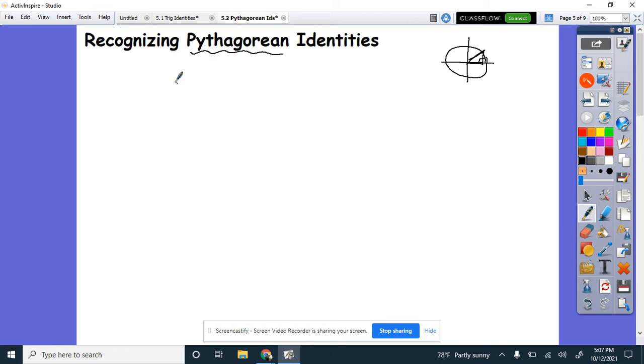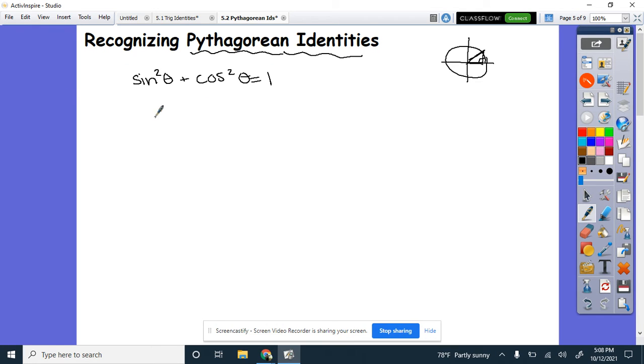So first thing I'm going to do is just remind yourself, or remind me, of my identities. So I have three, especially for Pythagorean. Pythagorean is anything with a square. So remember, Pythagorean theorem is a squared plus b squared is c squared. So my first Pythagorean identity is sine squared plus cosine squared equals 1, right?